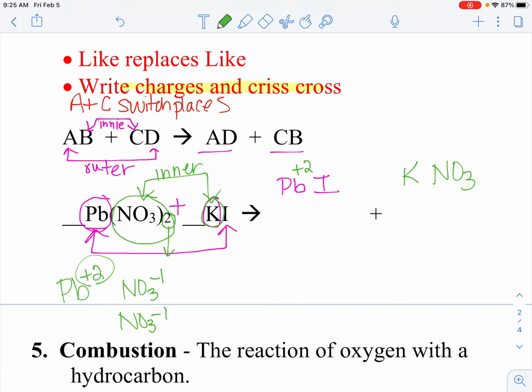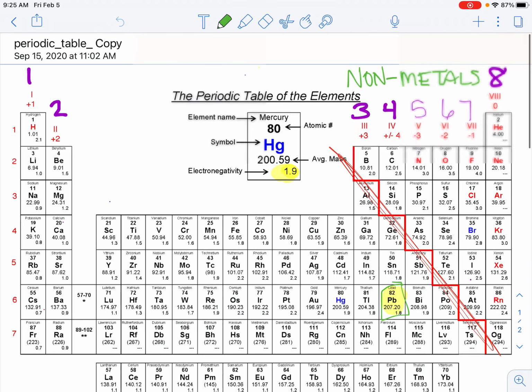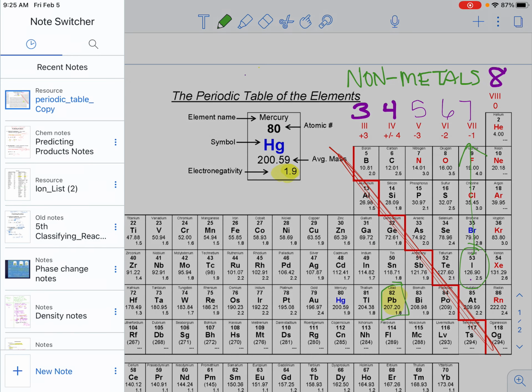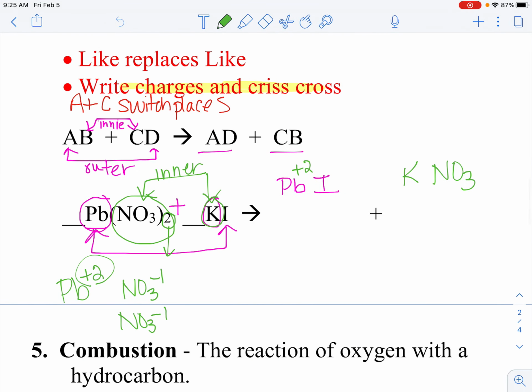Iodide, we can look on our periodic table. Iodide's one of our halogens. It forms a -1 charge. So now when you crisscross those, we get lead 1, or 1 lead atom, and 2 iodides.